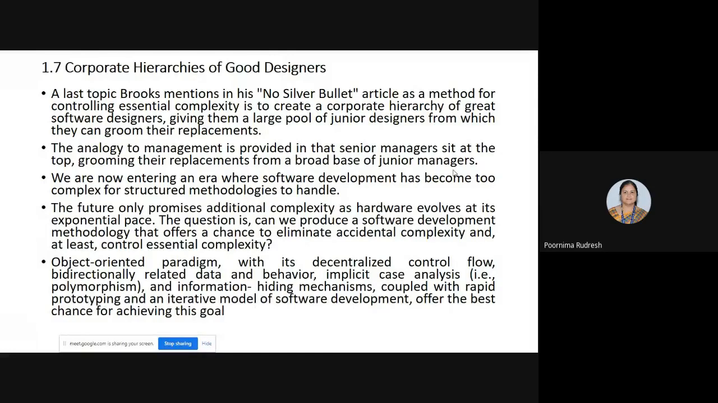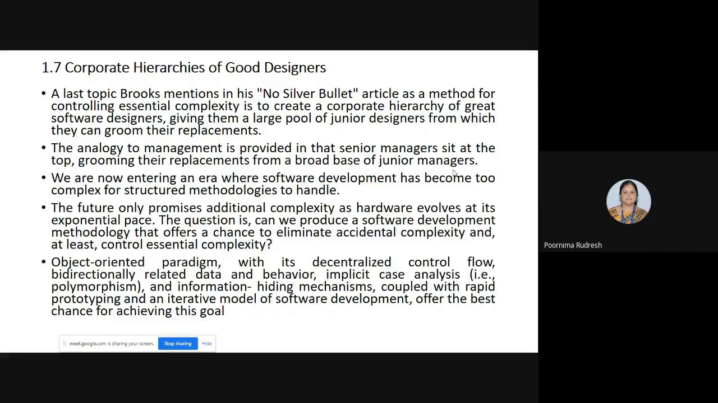So here, the main concern of the software development team is that they have to eliminate the accidental complexity and they have to control the essential complexity. How can they achieve this? By using the object-oriented approach, that too in a decentralized manner. Decentralized control flow means bidirectionally related data and behavior, and implicit case analysis can be done. And we are also using information hiding mechanisms in the object-oriented approach. And this is coupled with rapid prototyping and an iterative model of software development.